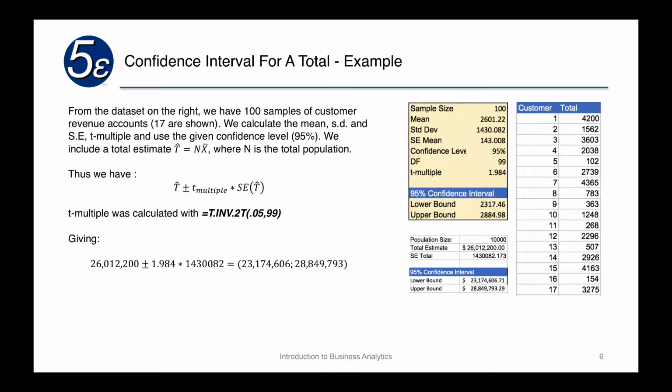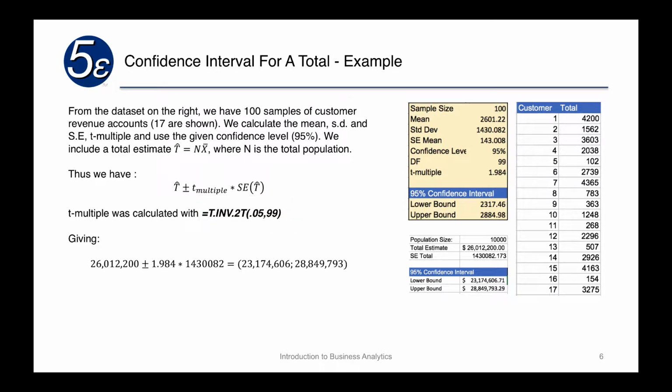Again, our t-multiple was calculated using the T.INV.2T function for the two tails. We use 0.05 because it's a 95% confidence interval, so we do 1 minus 95%, giving us 0.05. We have 100 samples of customer revenue accounts, so therefore we're going to take 1 minus that and get 99.